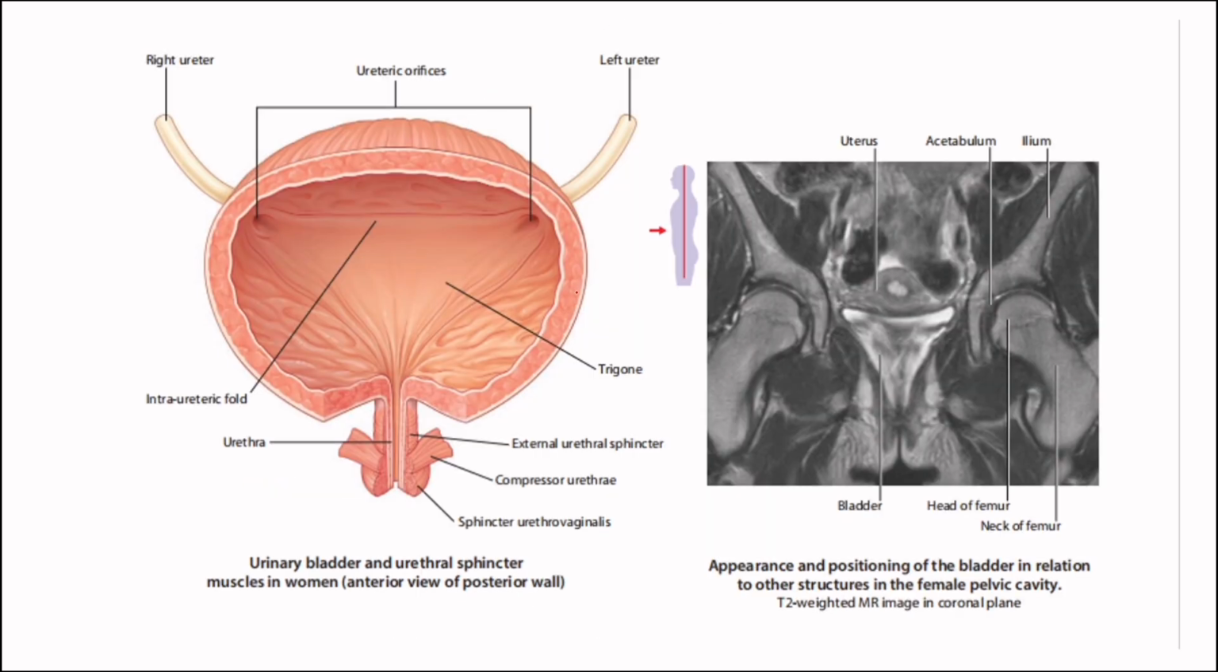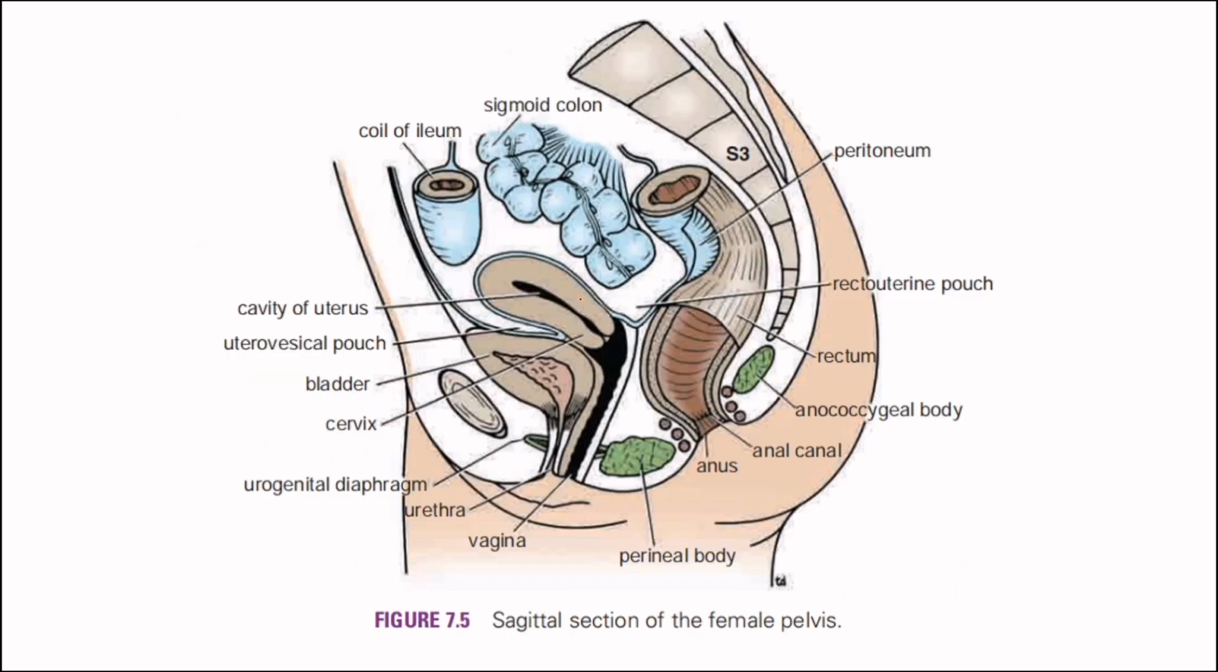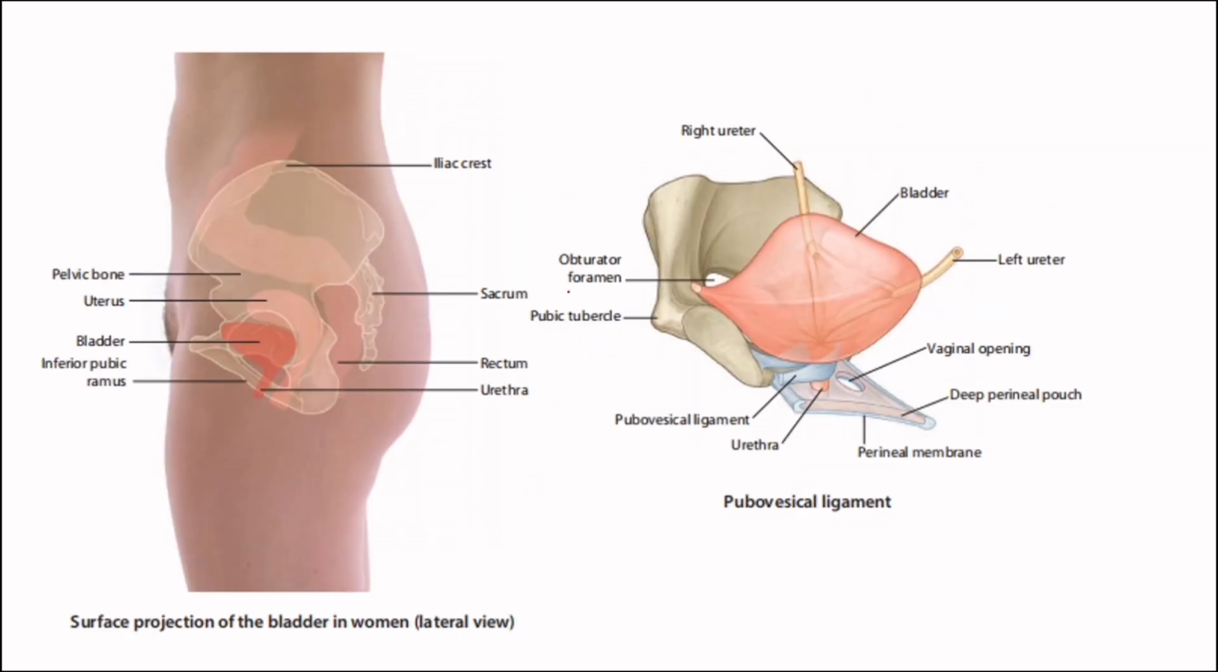So this one is the bladder in females. Anteriorly, again, we have the pubis. Then posteriorly, unlike the males, we have the uterus. The space in between is called the uterovesical pouch.